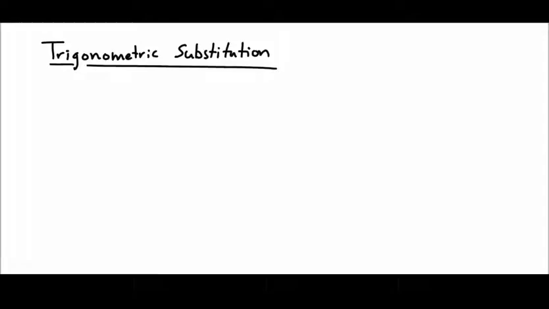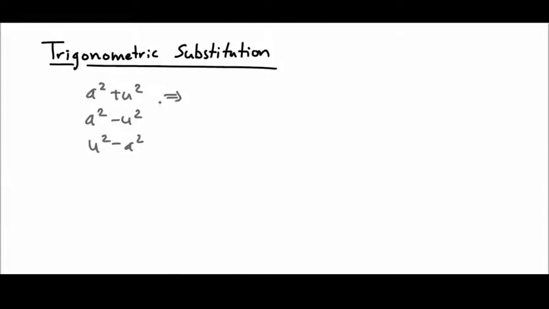Trigonometric substitution is another technique of integration that we can use to integrate integrands that are of the form a squared plus u squared, a squared minus u squared, or u squared minus a squared. A lot of times these are underneath a square root sign or to some power, but basically they're the sum or a difference of perfect squares, and if they're not a perfect square yet, we can make them a perfect square by completing the square.